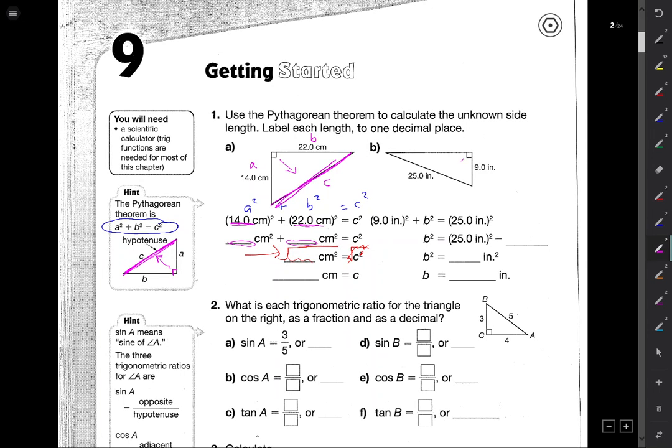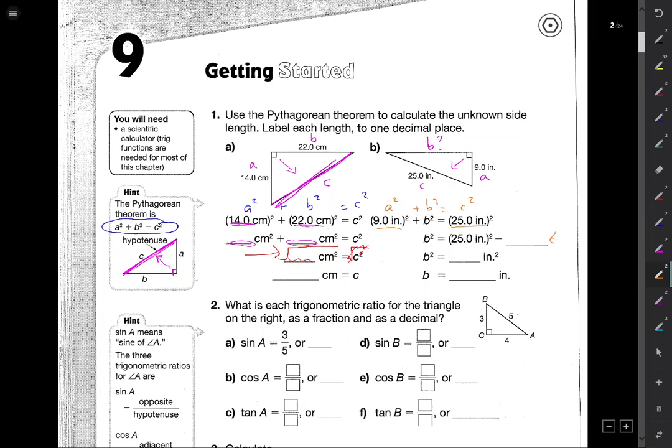And then in part B, this time they gave you side C. So you'll notice that this is the hypotenuse over here. So that's side C. And then we are solving for side B up here. We don't know what it is. And again, they're using the Pythagorean theorem, a squared plus b squared is equal to c squared, and they plugged in the numbers that they had.